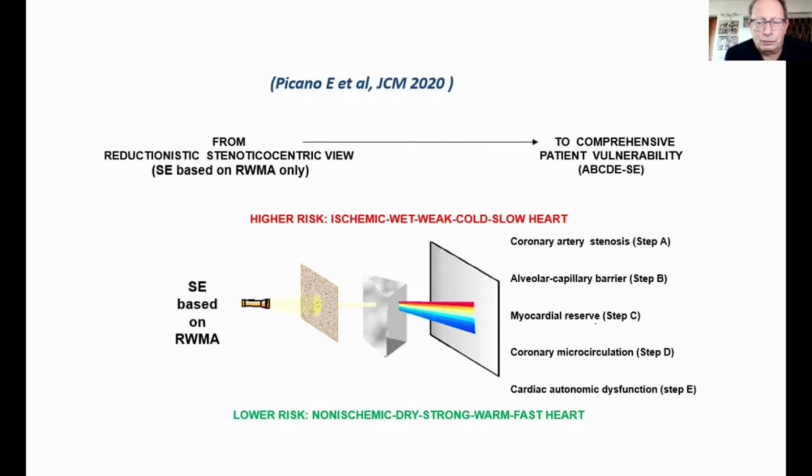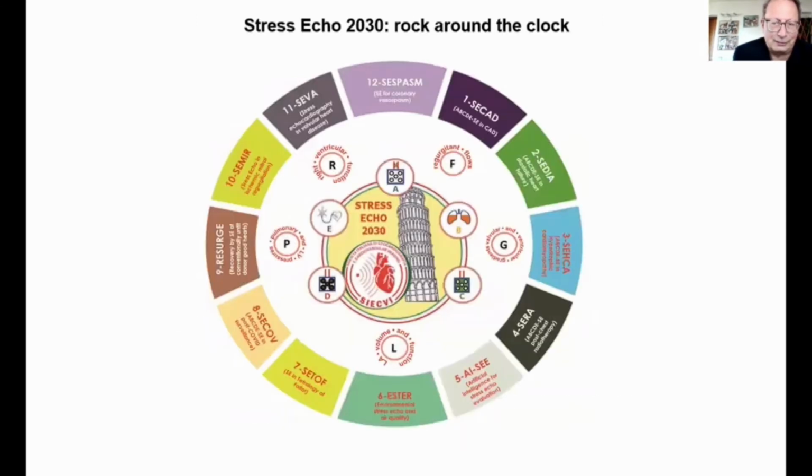In 15 minutes, you can have assessment of coronary artery stenosis, alveolar capillary barrier, myocardial reserve, coronary microcirculation, cardiac autonomic dysfunction, and you separate the different phenotypes, the different risk strata. On one side of the spectrum, the ischemic, wet, weak, cold, slow heart. On the other side, low risk, very low risk, non-ischemic, dry, strong, warm, and fast heart.